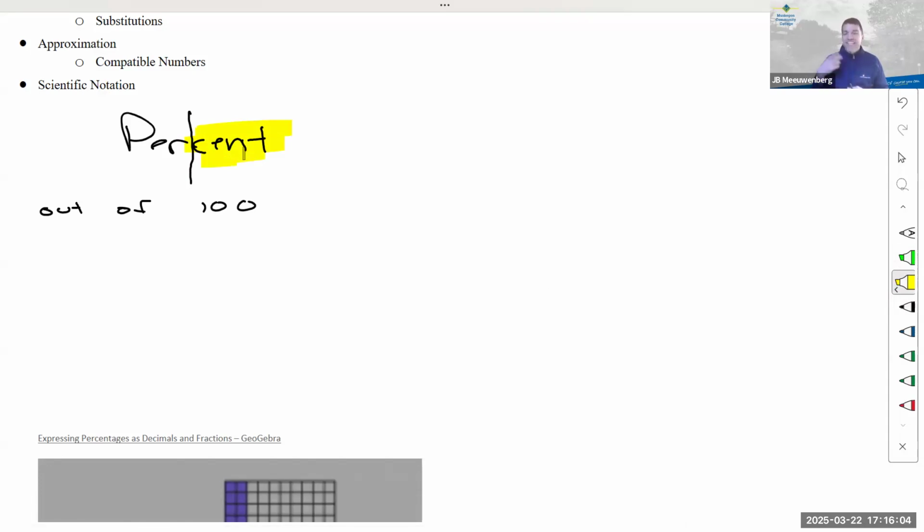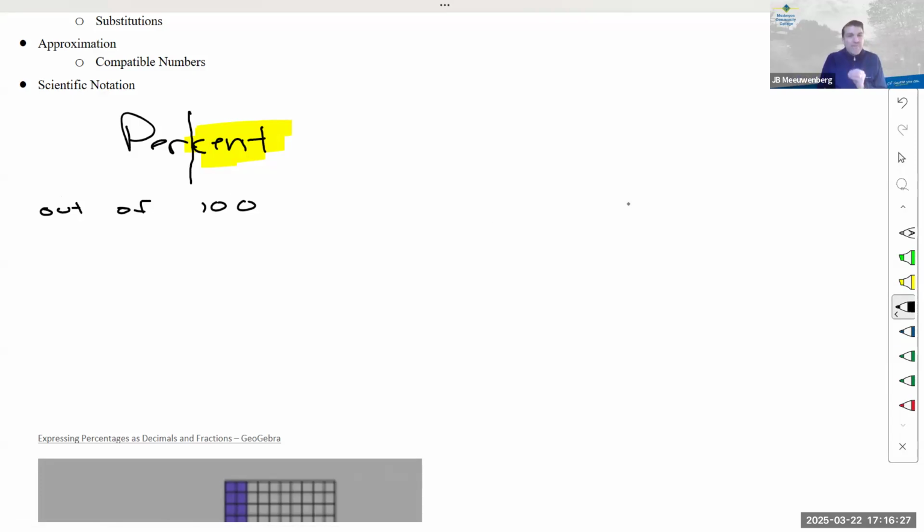If you think about it, you can find lots of words that have cent in them, particularly as a prefix: century, centipede, centimeter. And what do they all have in common? They're all talking about 100. Even our coin, 1 penny is 1 cent. It's 1/100th of a dollar. And so per means out of, and so percent means out of 100.